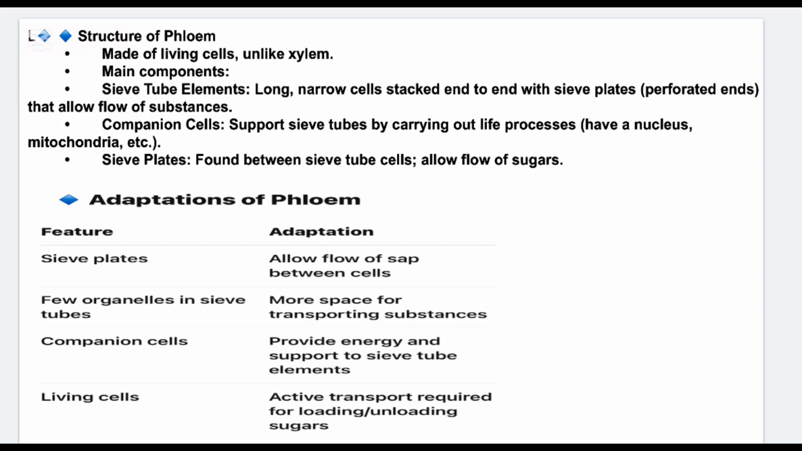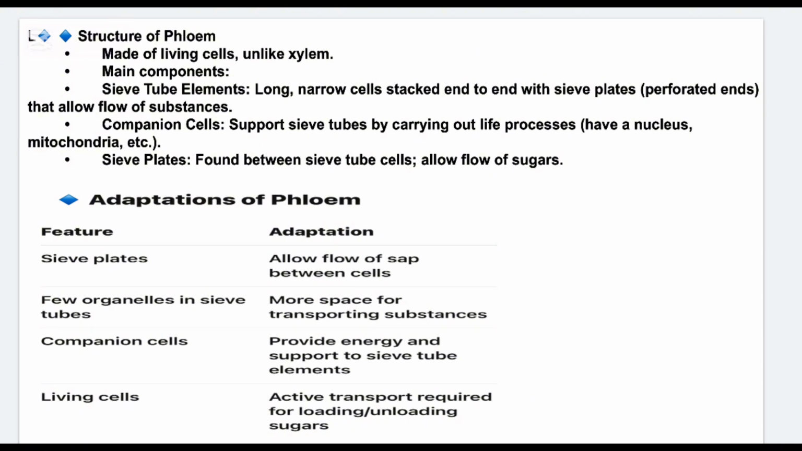Now let's talk about the structure of the phloem. It is made of living cells, unlike that of the xylem, which is made up of dead cells. What are the main components of the phloem? Which are the sieve tube elements, which are long, narrow cells. And also you have the companion cells, which support the sieve tube by carrying out life processes. Now the sieve plates. The sieve plate is found between the sieve tube cells. These allow the flow of sugar.